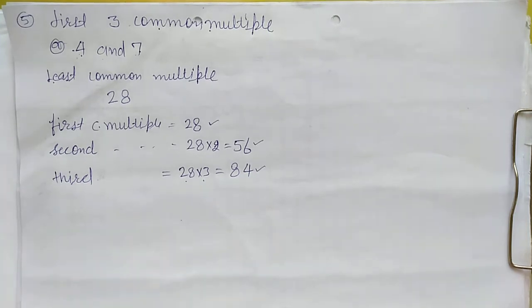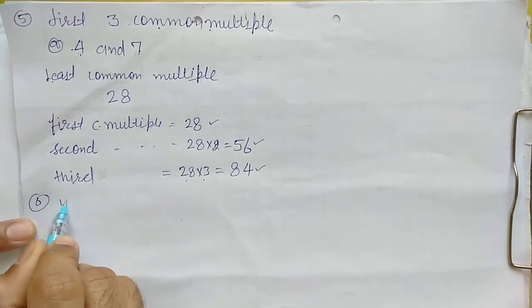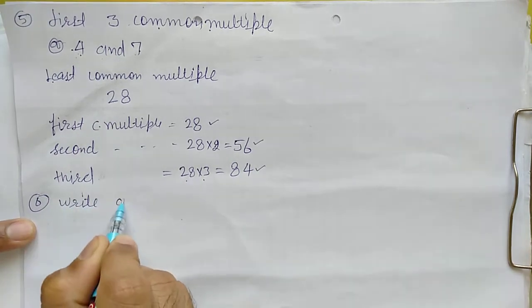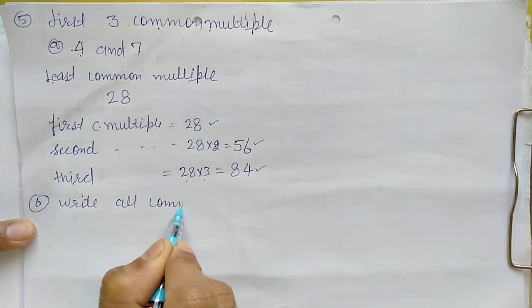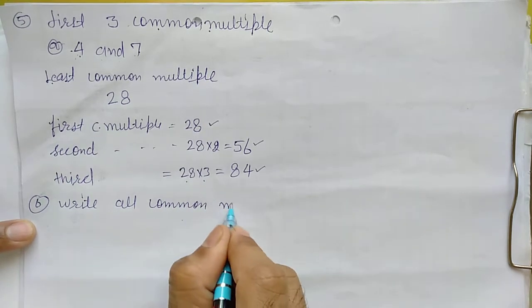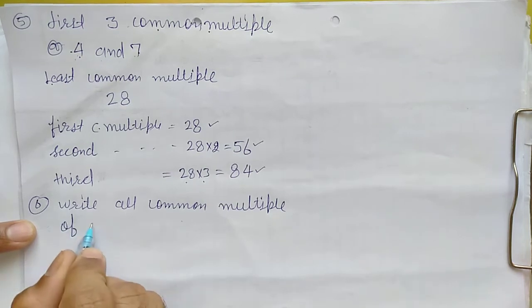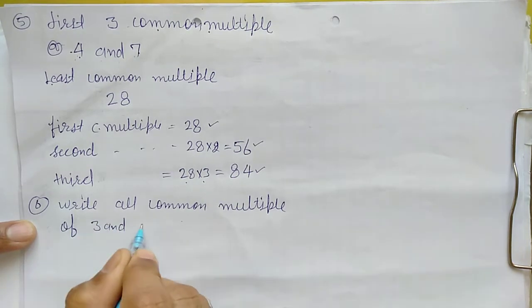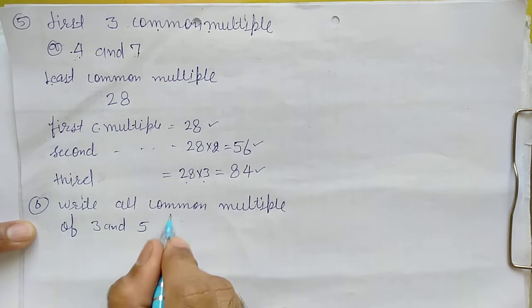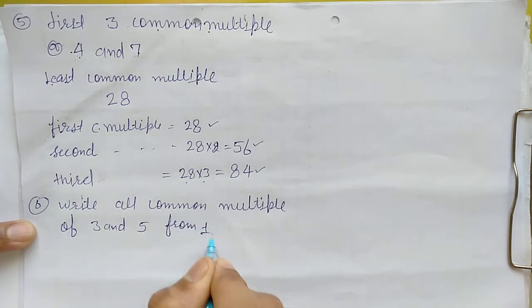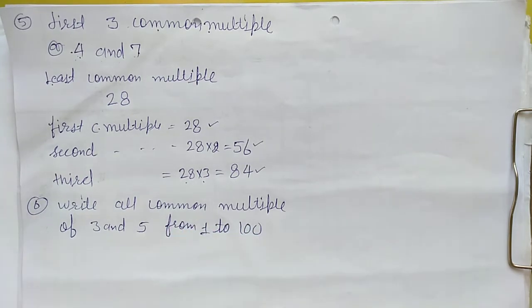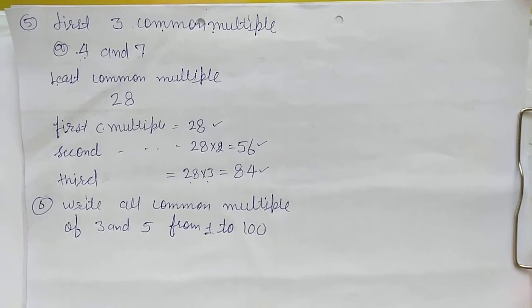Now in the next question it is given, write all common multiples. Question number 6 I am writing. Write all common multiples of 3 and 5 from 1 to 100. Right? From 1 to 100 we have to find all common multiples of 3 and 5.